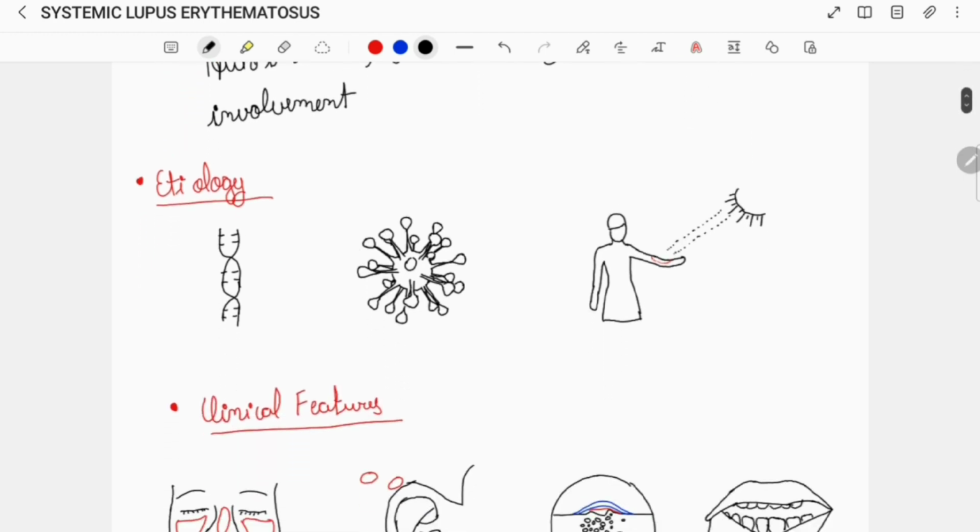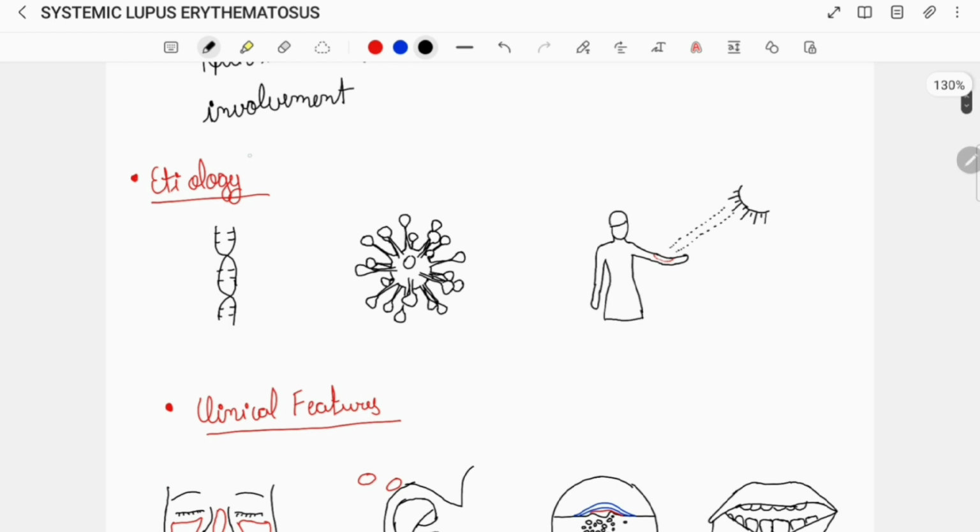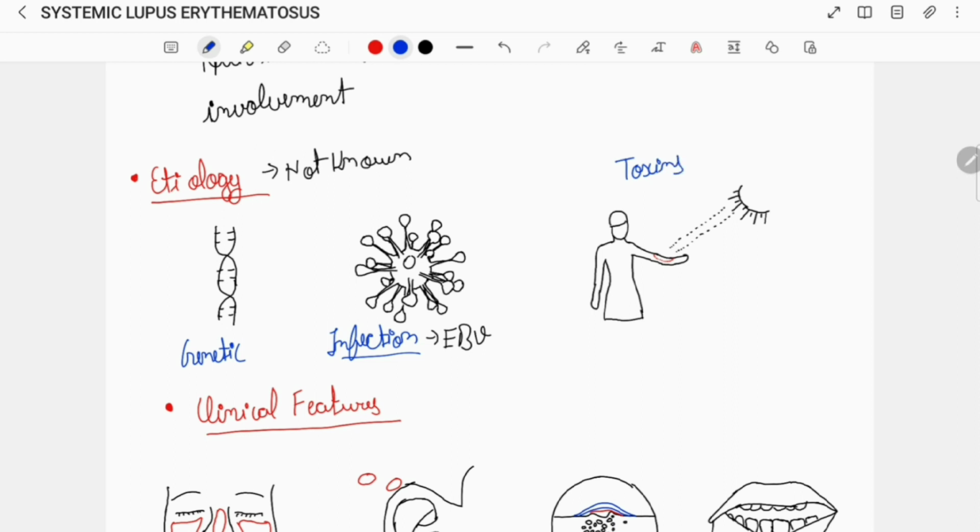The question which arises is what causes SLE? The exact etiology of SLE is not known, but it is known to have strong genetic association. It can also be associated with certain infections, for example, Epstein-Barr virus. Also, it can be associated with certain toxins, for example, exposure to UV radiations.